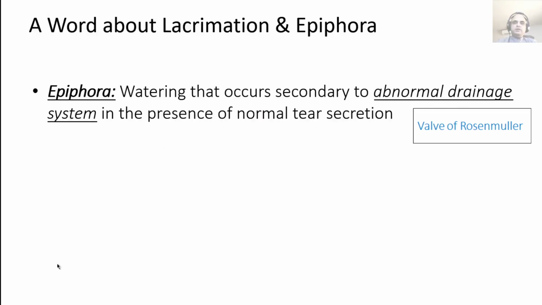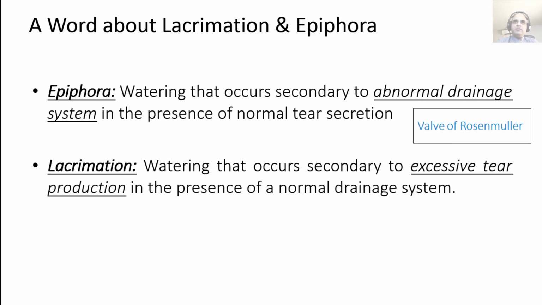So before we go on and talk about how the tears are pumped from the eye to the drainage system and then into the nose, there are just two terms that we need to clarify. One is lacrimation and the other is epiphora. Epiphora is used to describe a watery eye that occurs because there is something wrong with the drainage system and the tear production is normal. Lacrimation is described as watering from the eye because of excessive production of tears in presence of a normal drainage system. Epiphora occurs because there is something wrong with the drainage system. Lacrimation occurs because there is excessive tear production for some reason.